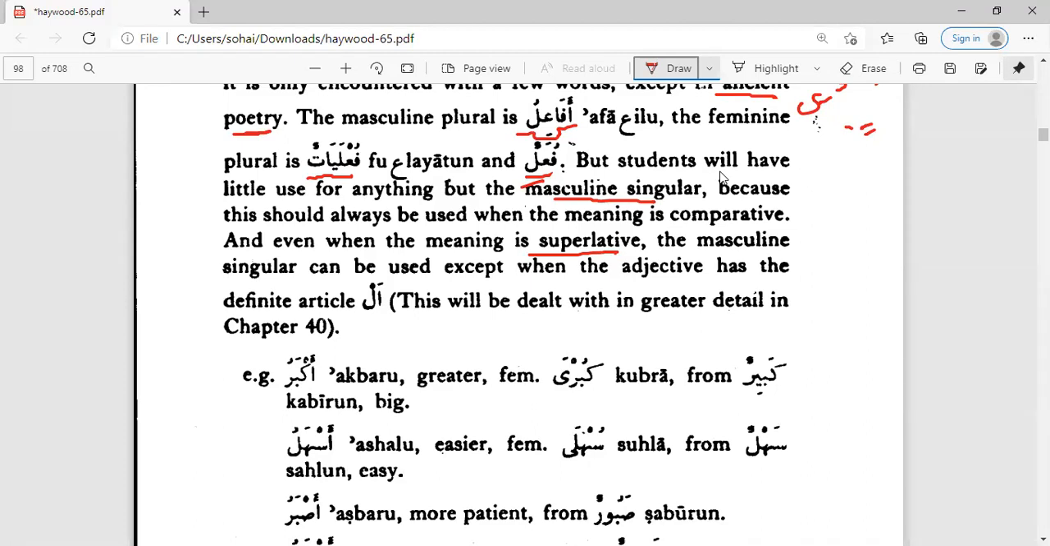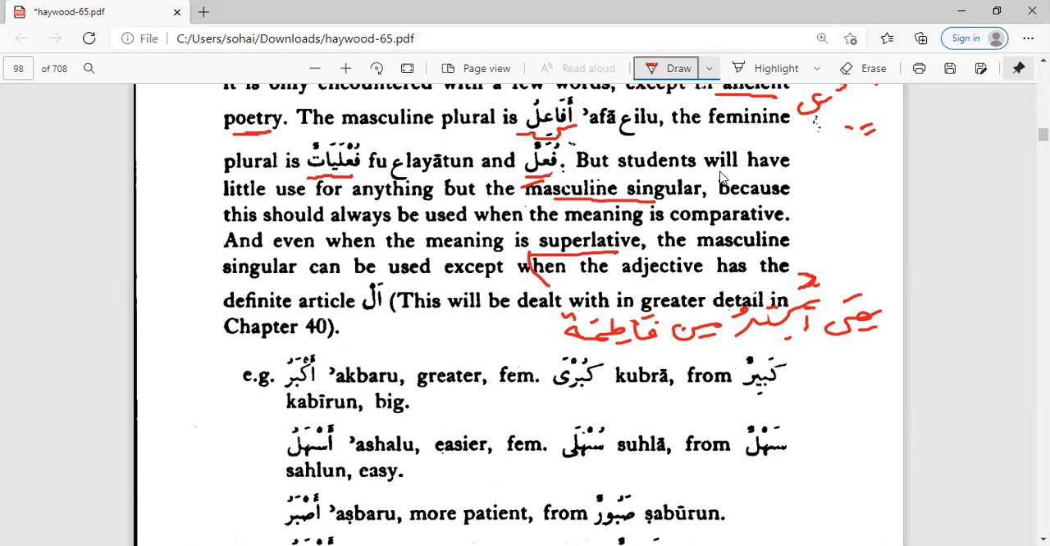Why will we use akbaru? Like here, when we are talking about a woman or a female gender, why are we using akbaru over here? Because it tells you here that even for feminine we use the masculine singular, because it kind of makes life easier for us, to be honest. But I can't give you a logical reason for it. It's just something we have to make note of, basically.